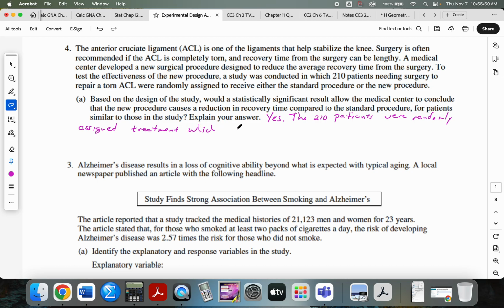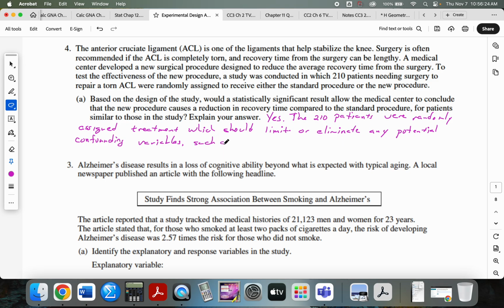Which should limit or eliminate any potential confounding variables. And I would probably list some.